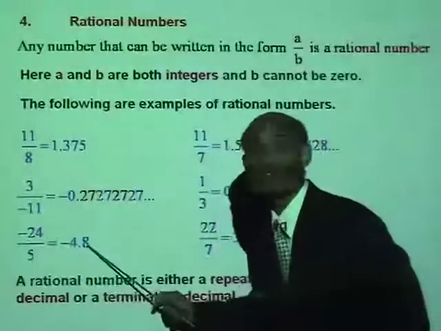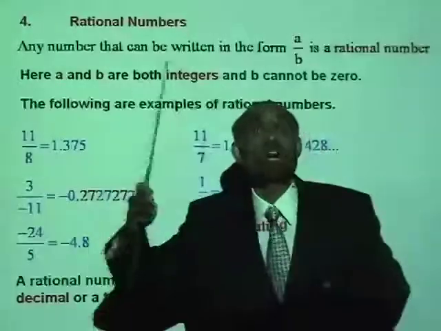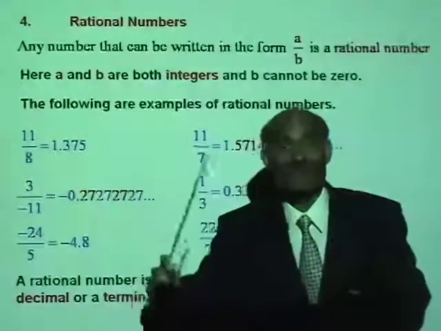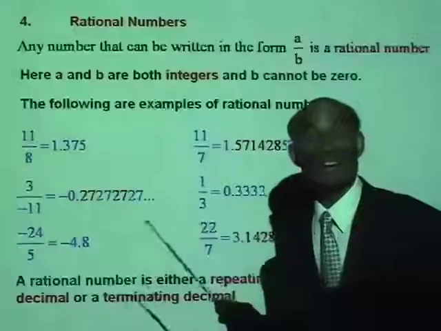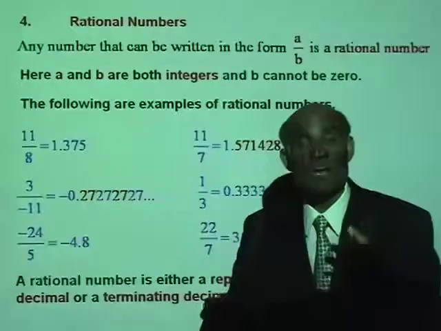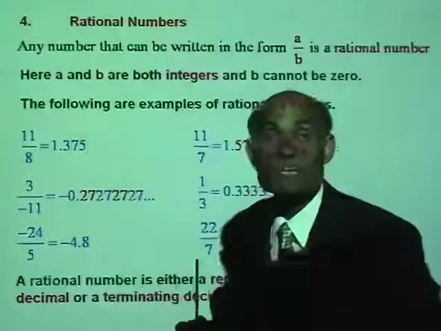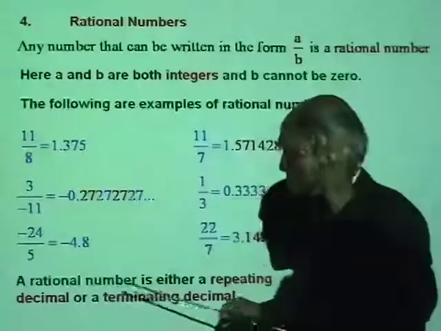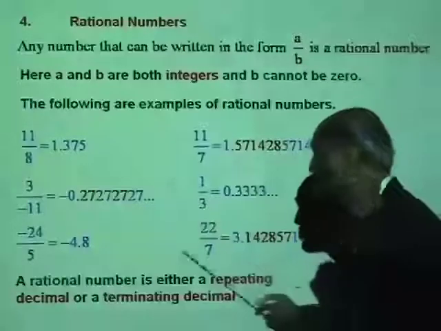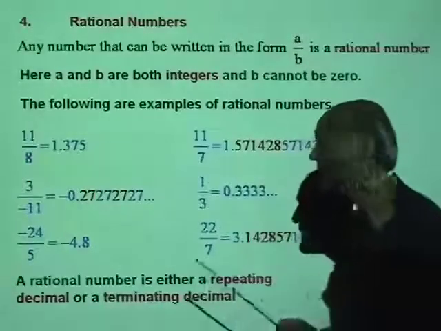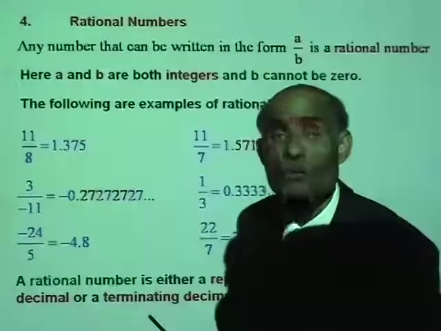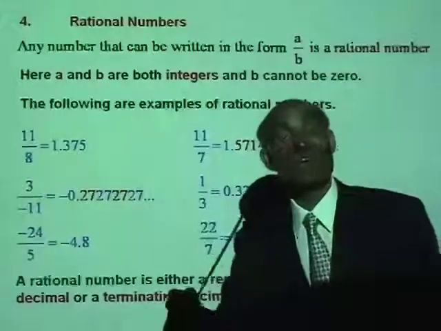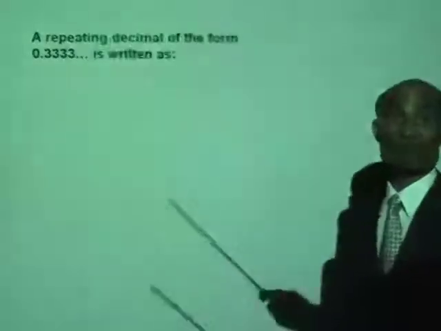Look at this, negative 4.8. It stops there, terminates there. 1.375, it terminates there. So this is the characteristic of a rational number. A rational number has a predictable behavior. What is that predictable behavior? It is either a repeating decimal or a terminating decimal. All rational numbers fall into one of these categories, and therefore its behavior is predictable.